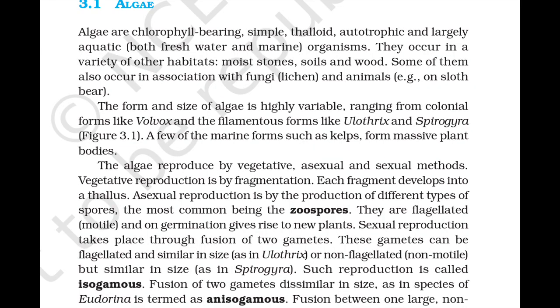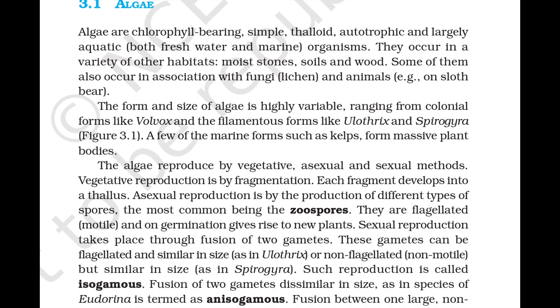3.1 Algae. Algae are chlorophyll-bearing, simple, thalloid, autotrophic and largely aquatic organisms. They occur in a variety of other habitats: moist stones, soils and wood. Some of them also occur in association with fungi and animals. The form and size of algae is highly variable, ranging from colonial forms like Volvox and filamentous forms like Ulothrix and Spirogyra. A few of the marine forms such as kelps form massive plant bodies.